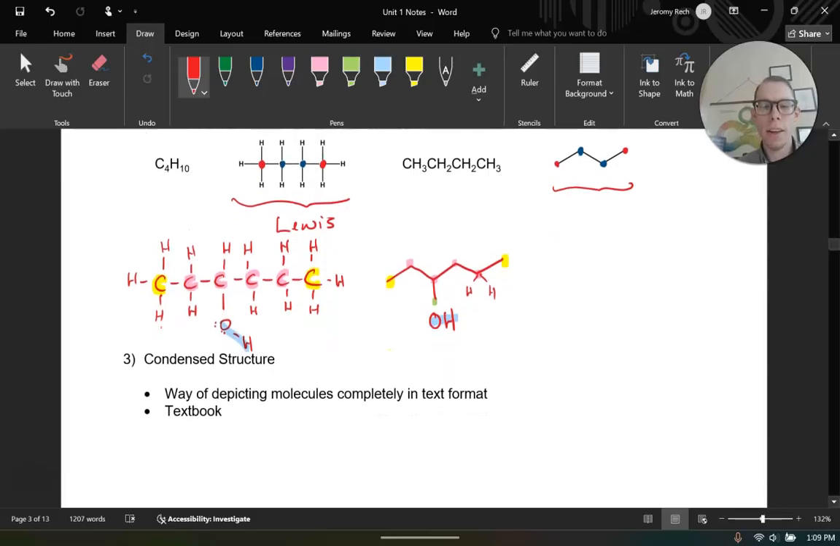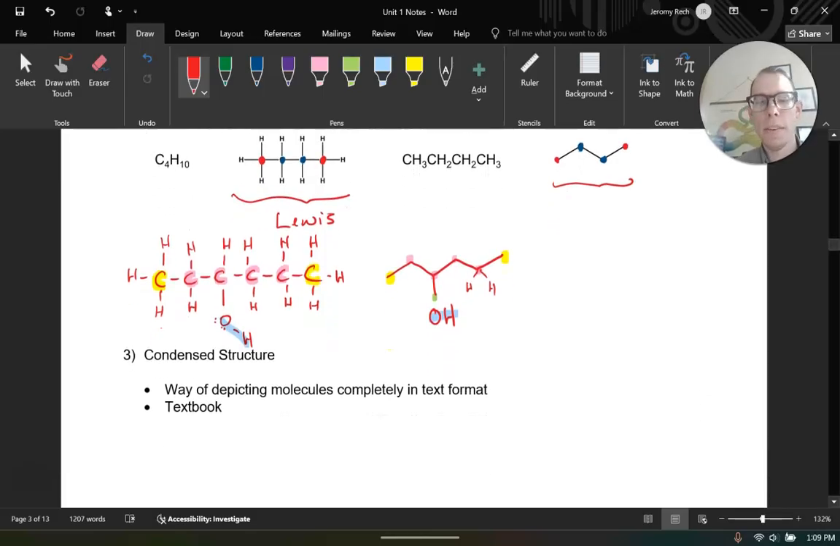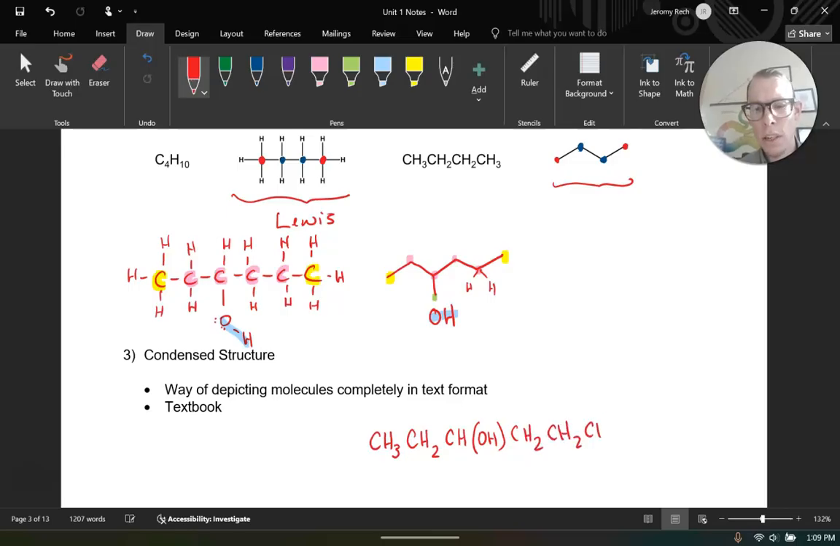If you wanted to write out a condensed structure for the structure that we drew up above with the alcohol, that's the OH. That could be CH3, which would be our yellow, CH2, CH, OH, CH2, CH2, CH3. This would be a full written out structure. Anytime you have brackets, brackets are going to mean this entire thing is also connected to the carbon. You'll get a lot more brackets, and these can be a little bit more confusing. But we'll get a little bit more practice in class.